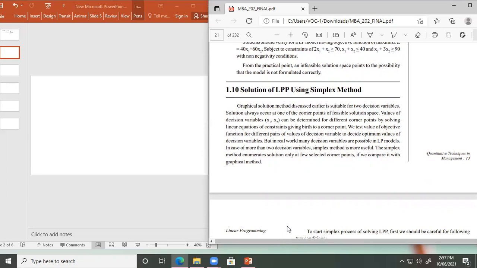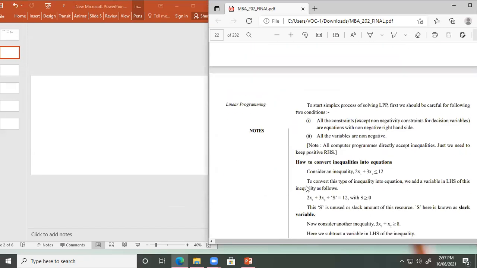So this is for solution of LPP using the simplex method when the decision variables are more than two. The simplex method enumerates solutions only at a few selected corner points, compared with the graphical method. To start the simplex process of solving an LPP, we should be careful about two conditions: all constraints are equations with a non-negative right hand side, and all the variables are non-negative.